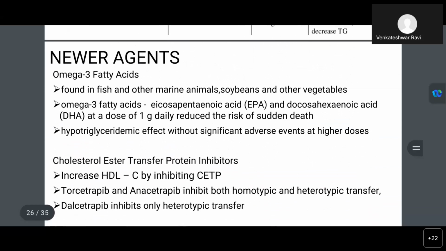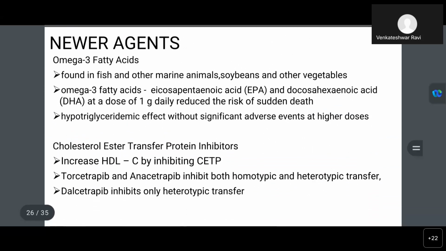Many newer cholesterol-lowering agents have been introduced. One is omega-3 fatty acid, found in fish and other marine animals, soybeans, and other vegetables. They mainly include EPA and DHA at a dose of 1 gram daily, which reduces the risk of sudden death. They have a hypotriglyceridemic effect without significant adverse effects, even at higher doses.